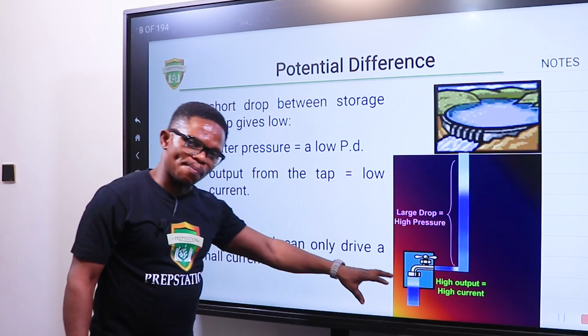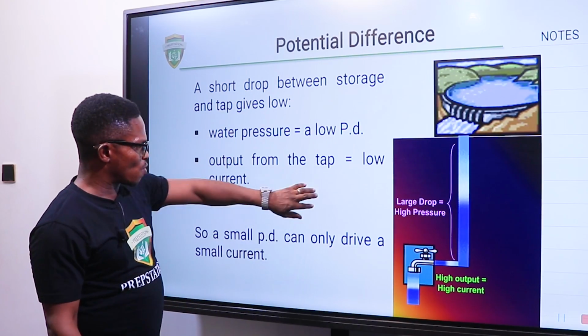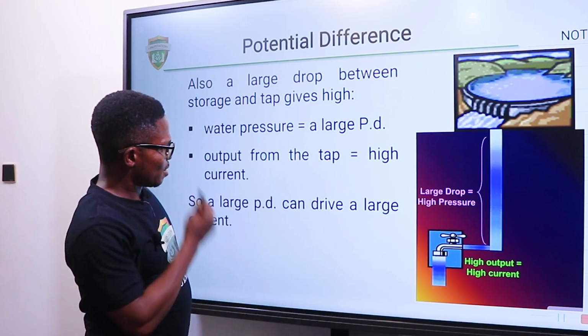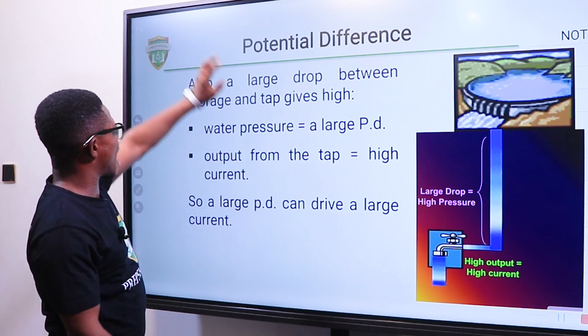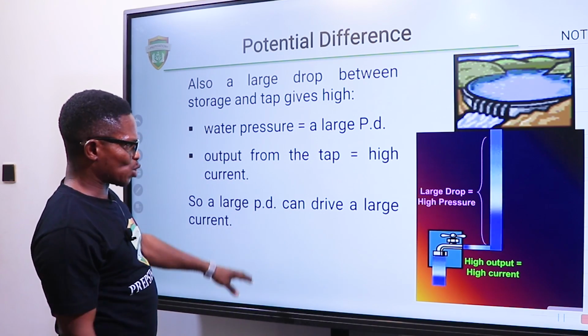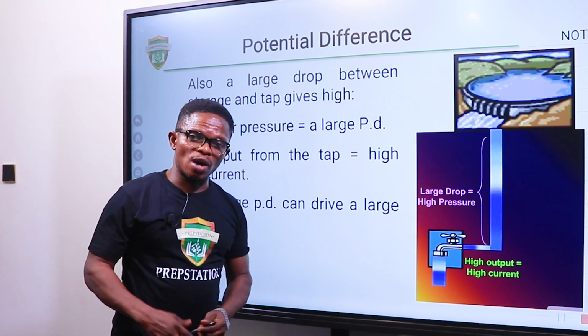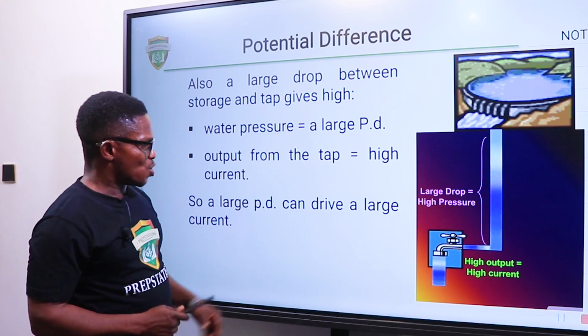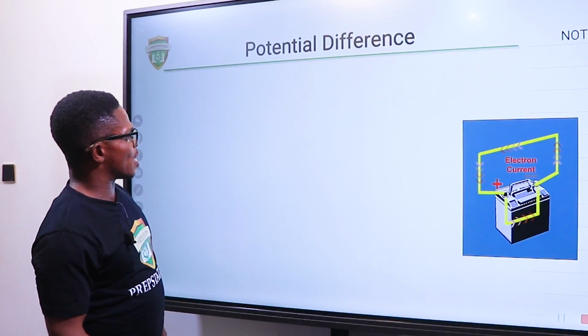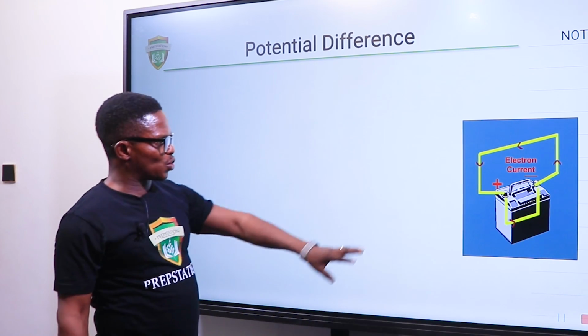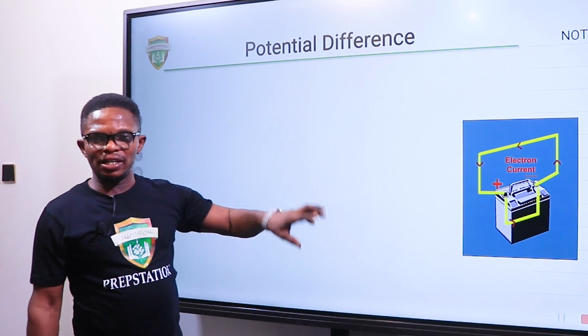Now, how does this apply to electric circuit? Let's move forward. Okay. So also a large drop between the storage and the tap gives high water pressure. Okay, I've explained that. So when it's low, you have low pressure. When it's high, you have high pressure. And that is what plays out here. So let's continue and see how we can use this to explain what happens in an electric circuit.